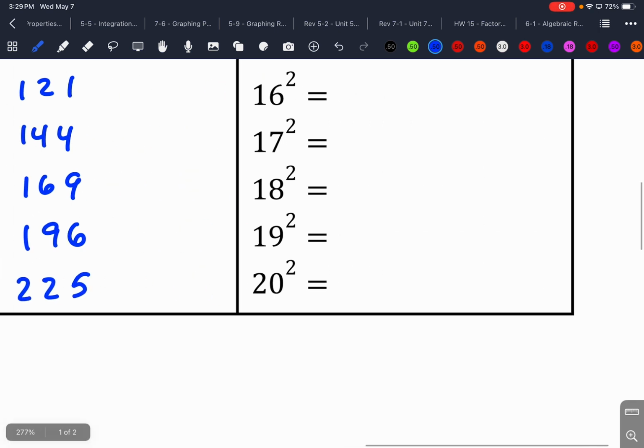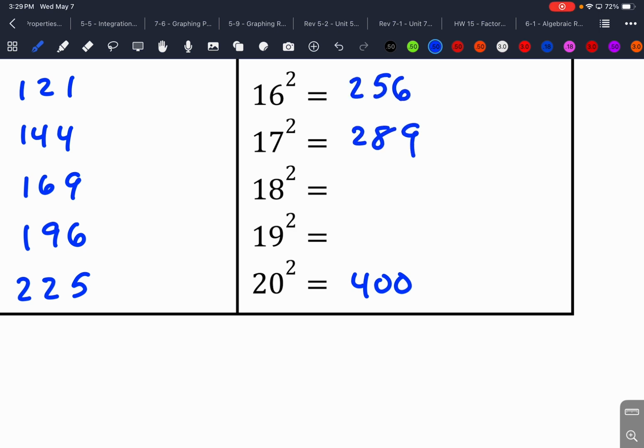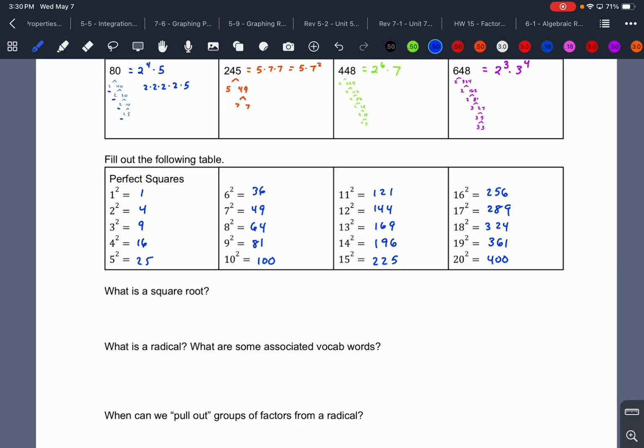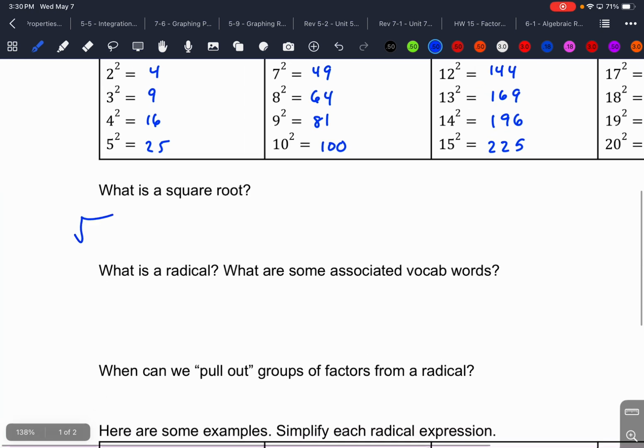And then you go, what's 20 squared? 20 squared should be 400. So 16 squared is 256, 289, 324, and 361. Now, these are important because we're going to start talking about square roots. So what is a square root? When I write the square root of A is equal to B, what does a square root mean?